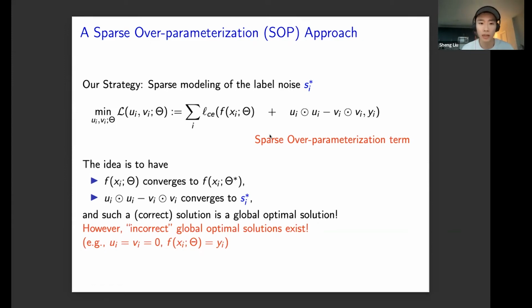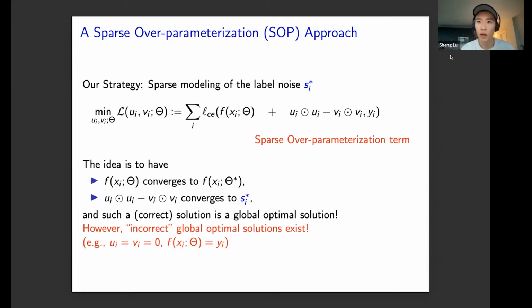We should also observe another phenomenon: there is not only one global solution. There are other global solutions. For example, when u squared minus v squared equals 0, basically it doesn't play any role in the whole equation. Then f still equals y_i, and in that case f still overfits to the noisy label. y_i here is the noisy label, right? So how do we make sure that we take advantage of the early learning stage, and that f converges to the Oracle model, and u squared minus v squared converges to the noise s star?